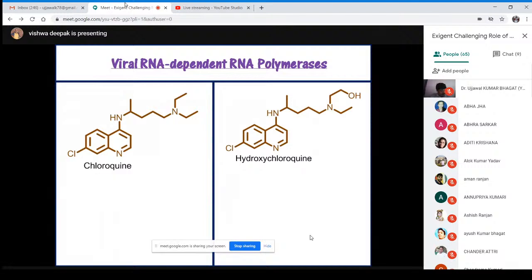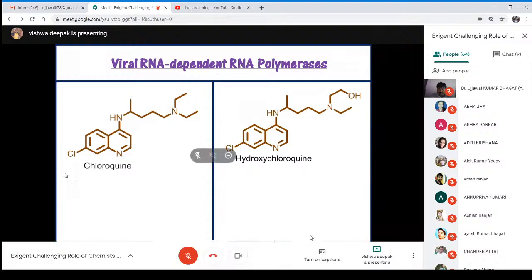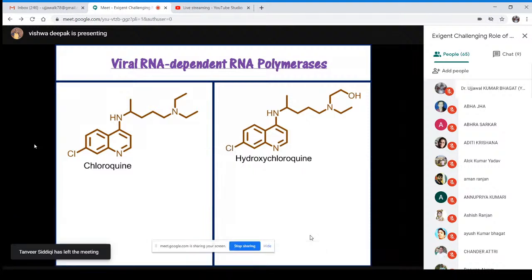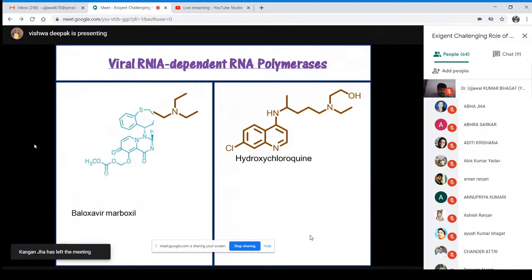And chloroquine, as you know, was like a sanjeevani in this time of the COVID-19 pandemic. We feel very proud that this molecule was first synthesized by an Indian person, Praful Chandra, and this molecule also works as an inhibitor of RNA polymerases.